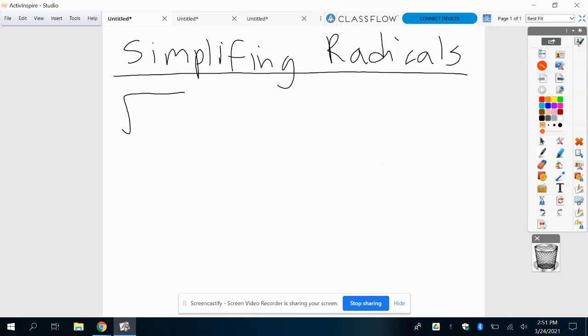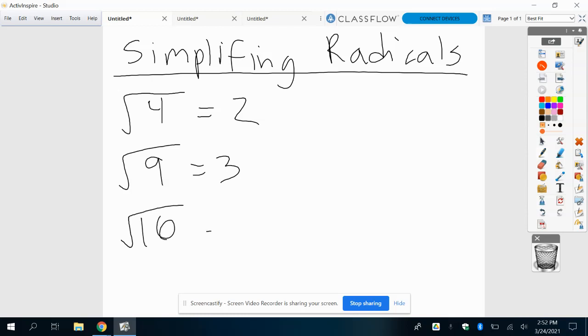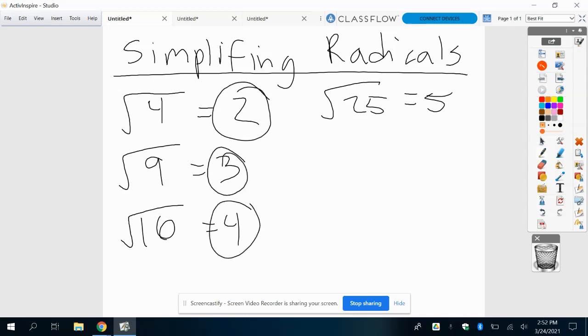For example, if we had the square root of 4, we know that's 2, right? Or the square root of 9, we know that's 3. Square root of 16 is 4. Square root of 25 is 5, and so forth. These are all radicals, and these radicals, where you get your answers to be whole numbers, like what we just did, are considered perfect squares.